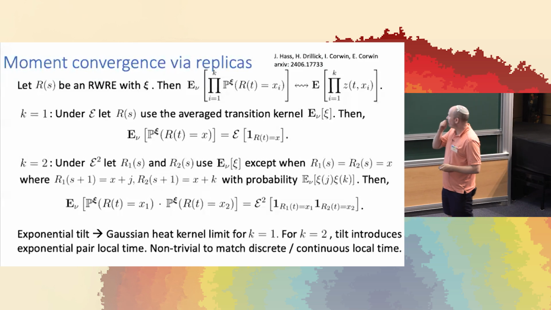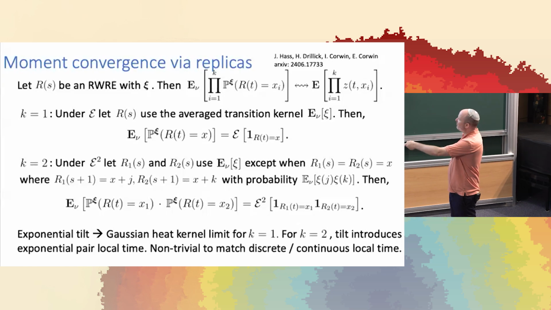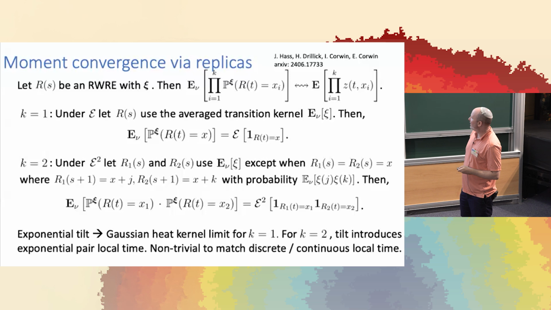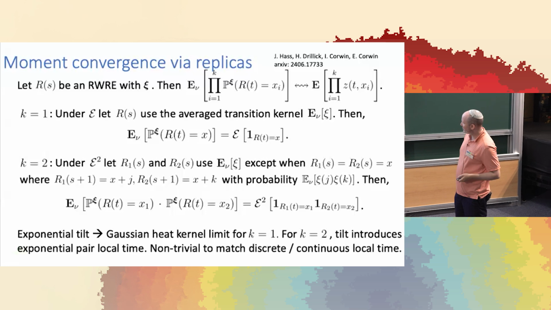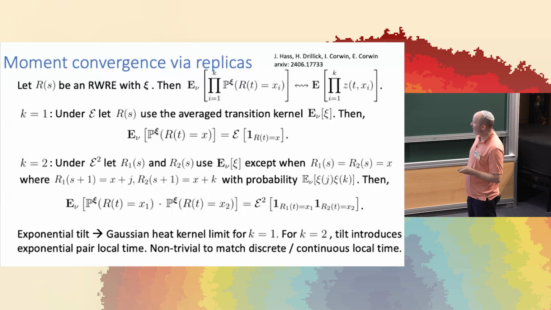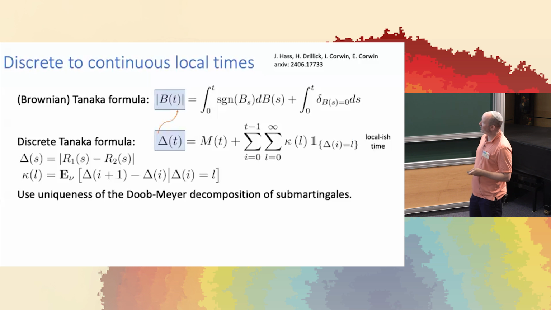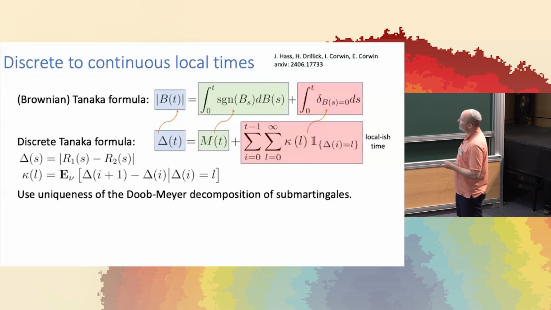Okay, so there's a little bit of work that's then done. I want to show that this pair local time, or this pair expectation, ends up converging to the Brownian thing. And there's quite a lot of work, in fact, that goes into this. I need to do some exponential tilting to converge to the Gaussian heat kernel, and some pair local time calculation. But ultimately, well, I probably won't get to do all of this.